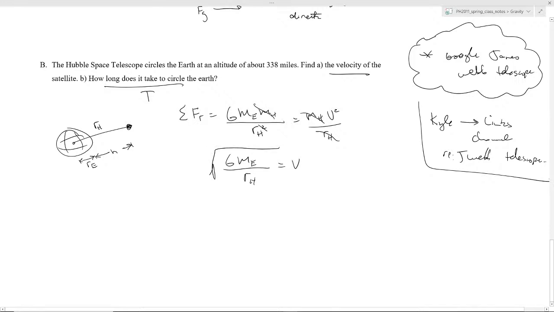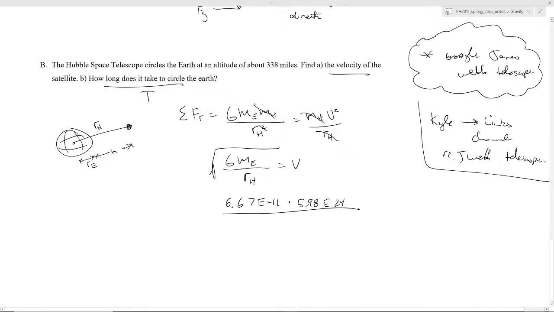And we can put in our numbers. So recall G was 6.67 times 10 to the minus 11. The mass of the Earth, 5.98 times 10 to the 24.